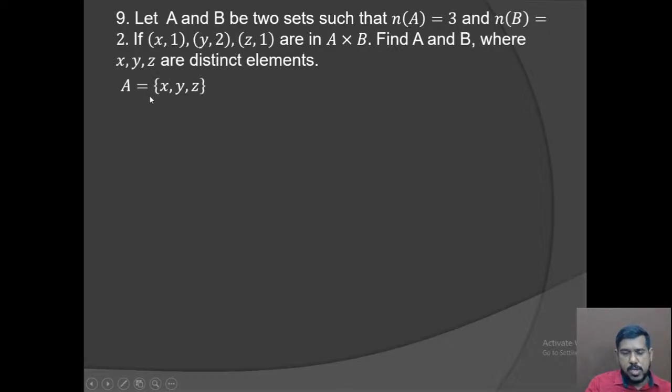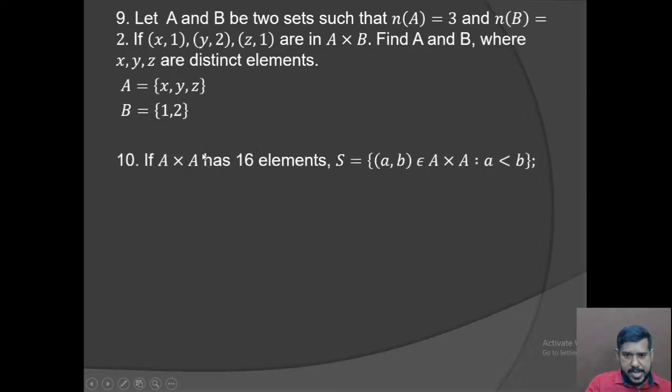Now this is set A. Coming to set B, the second elements we have are 1, 2 and 1. 1 and 1 are not distinct, so we can consider only one 1. So 1 and 2, 2 elements we have got. Now what is n of B? n of B is 2. So totally 2 elements we need. So 1 and 2 we have already got. So we can say that set B has only 2 elements, which is the set of 1 comma 2. So very simple. Now we'll go to the next problem.